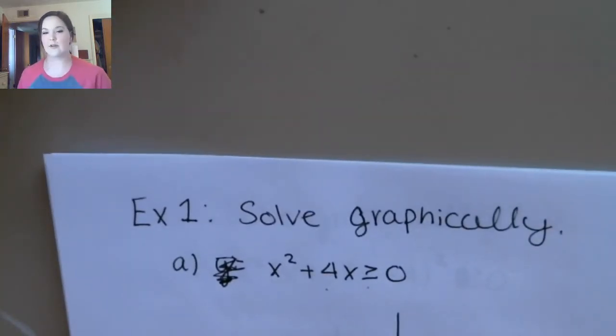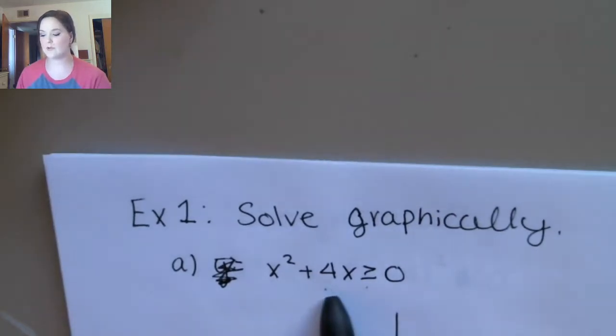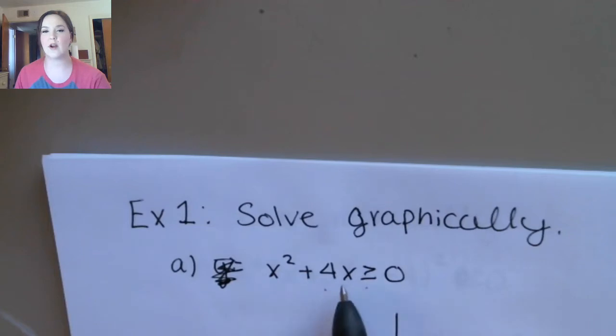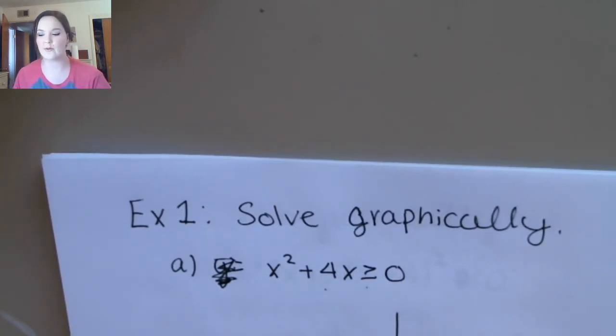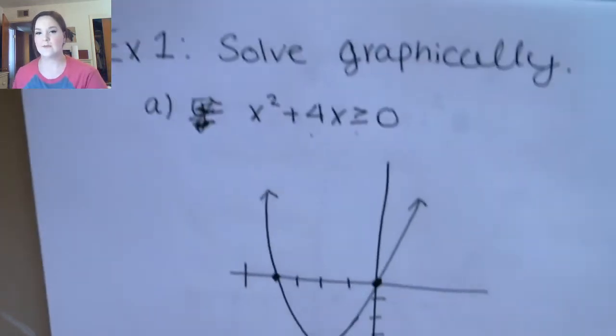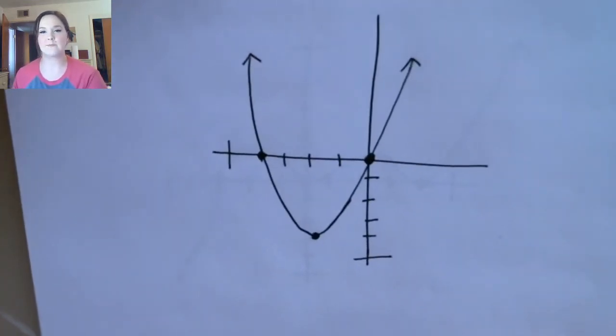So for this one, you have x squared plus 4x is greater than or equal to 0. The method I used to graph this was I found both of the x-intercepts, and then I looked at the x value that was halfway in between them. That's the x value of the vertex, and plugged it in to get the y value of the vertex. So that gave me this graph.